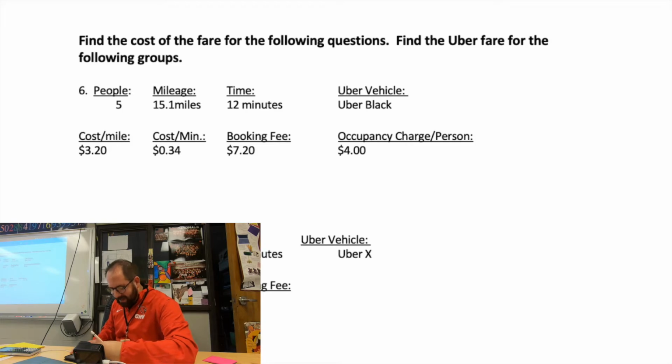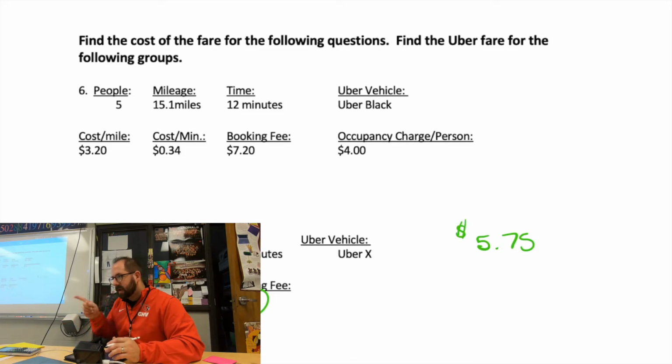So Uber X. Okay, so here's the idea. We have a booking fee. So right now number 7, we have the $5.75. Okay, that's automatic, like a flat fee right off the bat. So we're getting charged just for using the app. They charge us for making that booking.